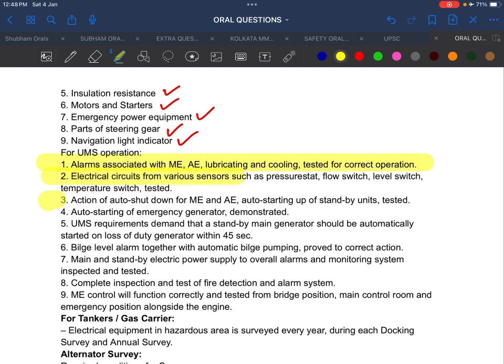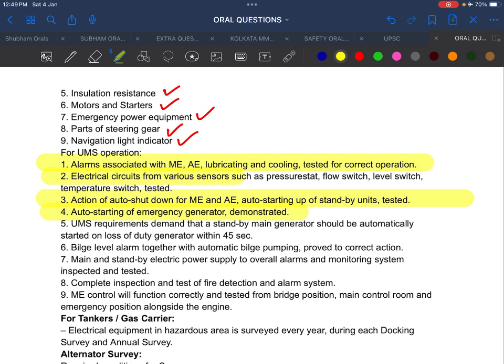And action of auto shutdown of main engine and auxiliary engine, auto starting up and standby unit tested. So basically they are testing all standby units also. Auto starting up of the emergency generator, they are doing this on load test also. I told you, they will put the emergency generator on load and they will test whether it starts or not. And they can do the auto starting also.